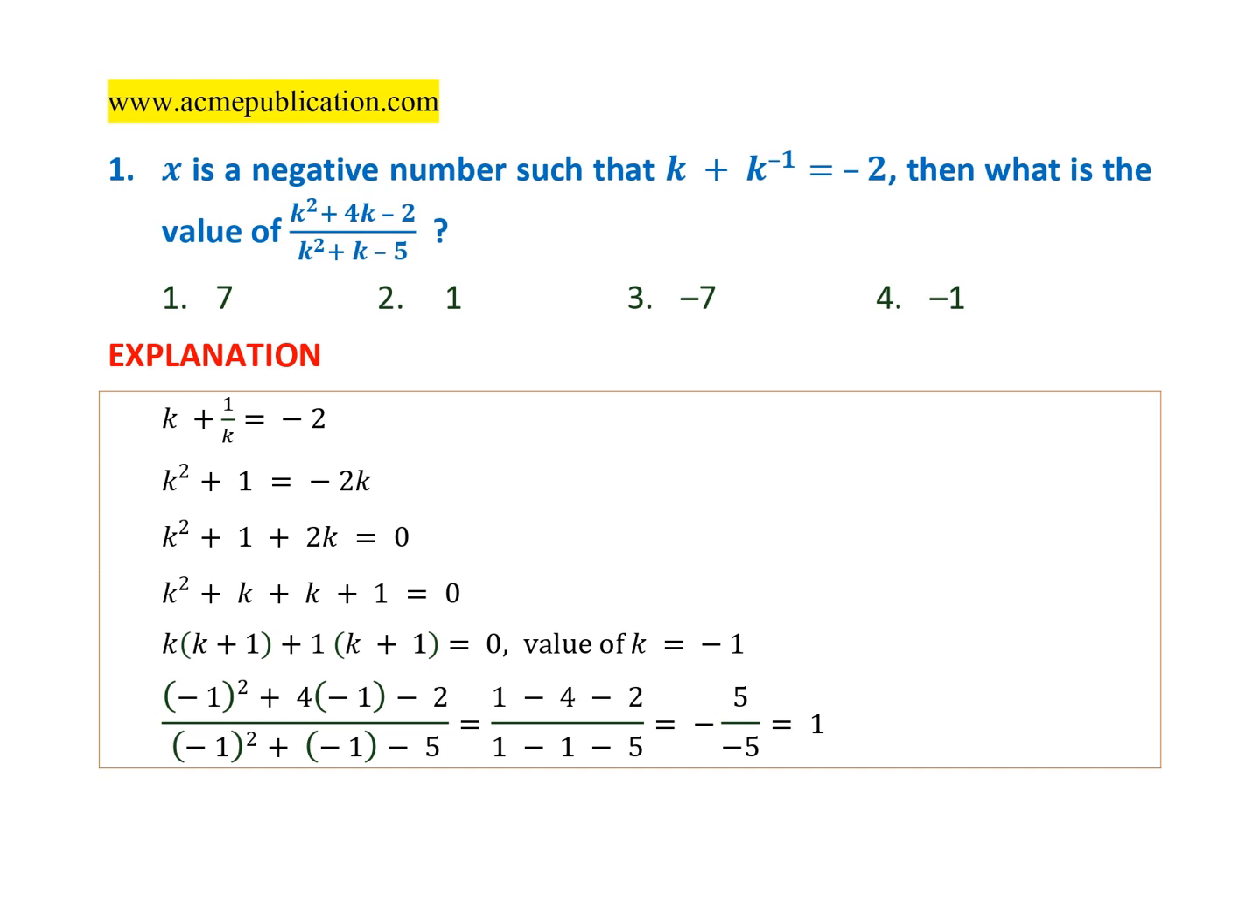To solve this question, first we will convert k raised to the power minus 1 into 1 upon k. So our equation will be k plus 1 by k is equal to minus 2. Now further, the next step will be k square plus 1 is equal to minus 2k, and further we will solve this equation and find the value of k, that is minus 1. Now as we know the value of k, we will put the value of k in the given equation and solve it, so the answer will be 1.